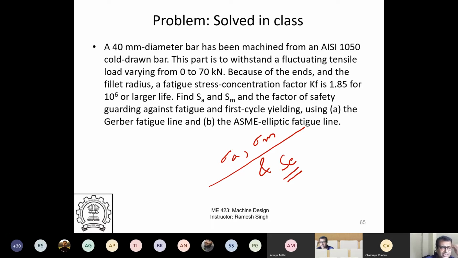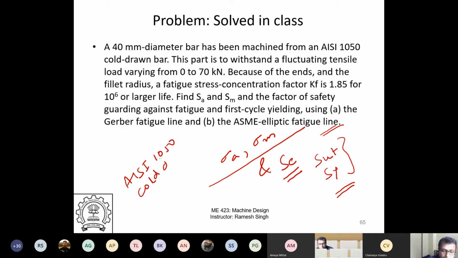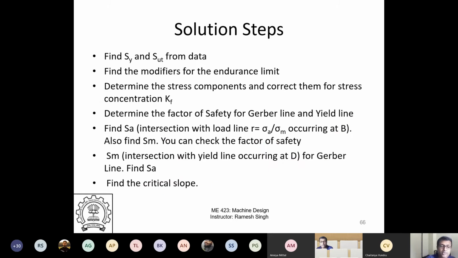Determine other properties such as SUT and SY. I need these properties also, for AISI 1050 cold drawn bar. So the first thing, let me just go one by one. We'll go one by one.